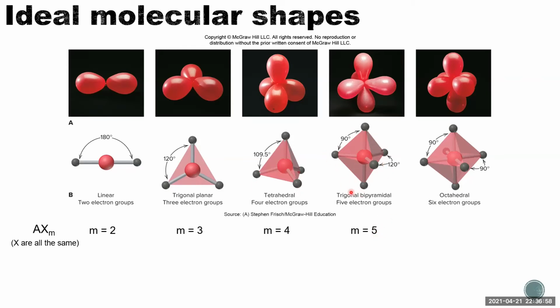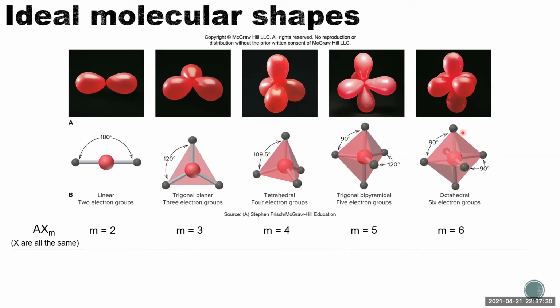In this case, we have two bond angles. The top or the vertical line, we have two atoms, and those two atoms have a 90-degree angle with any of the three atoms in the middle plane. All of the three atoms in the middle plane have 120 degrees to each other. When m equals 6, we have the octahedral shape. And in the octahedral shape, any bond angle is 90 degrees.